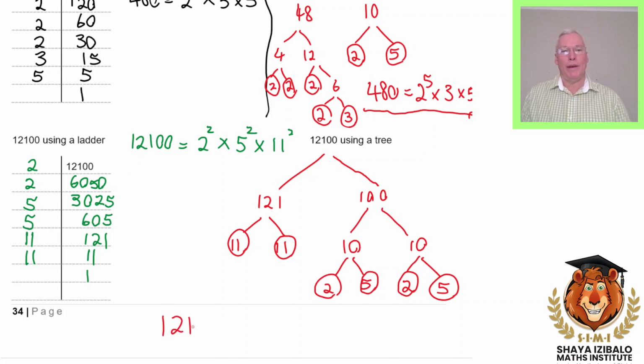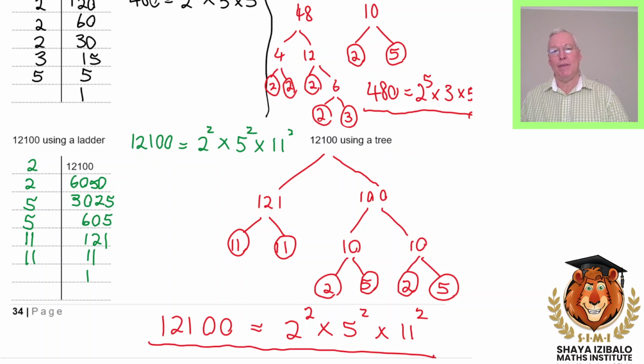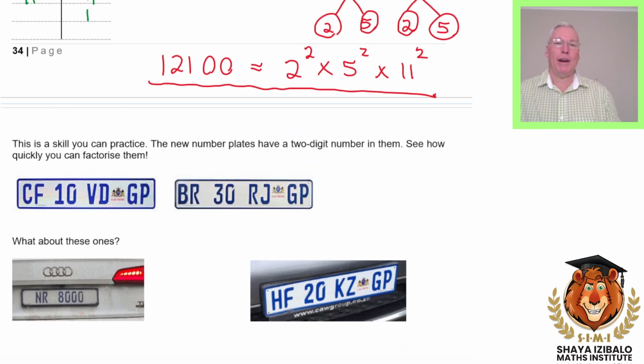So 12,100 can be written as 11 times 11 times 2 times 5 times 2 times 5. What we tend to do is group the smaller bases first, and then collect them together. So 2 2's, 2 5's, and 2 11's, and there's the prime factorization. Notice it's exactly the same as we got with the ladder method. I prefer the tree method. I think it's quicker.